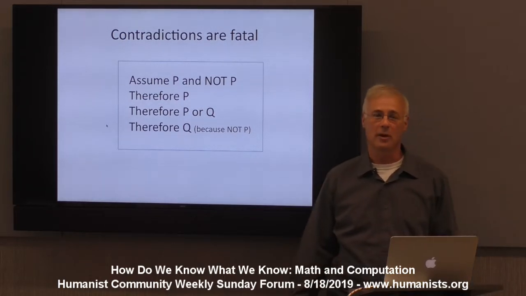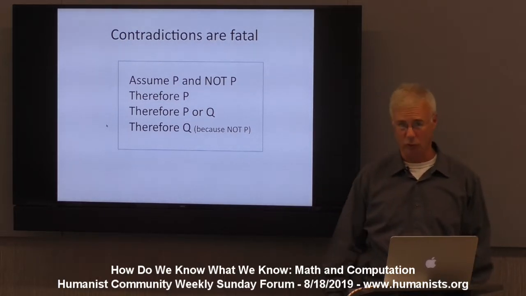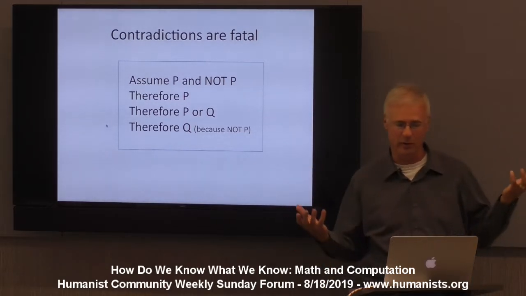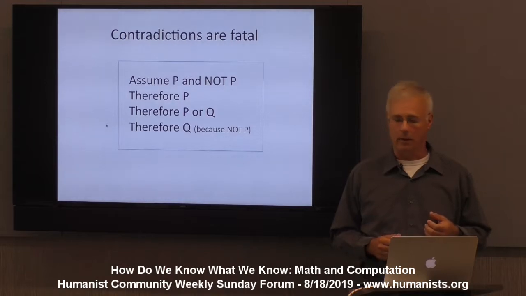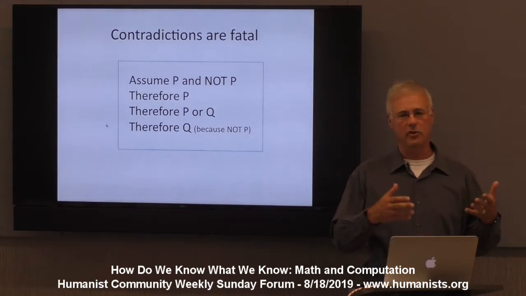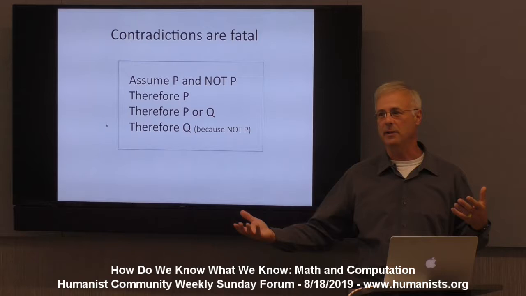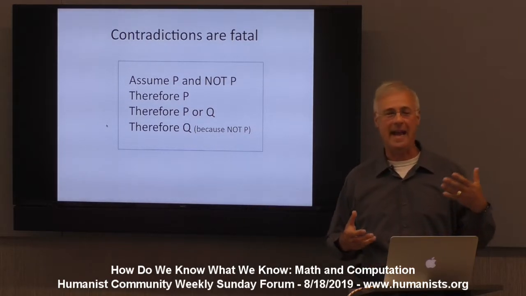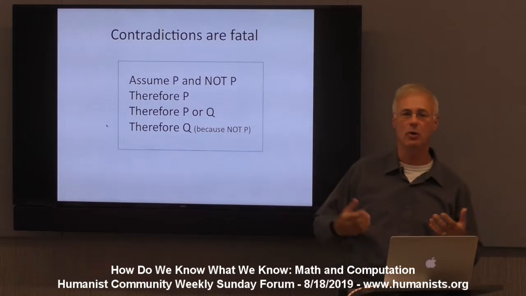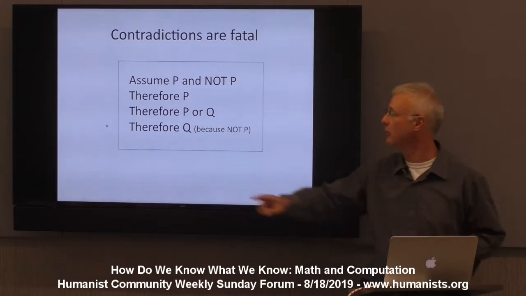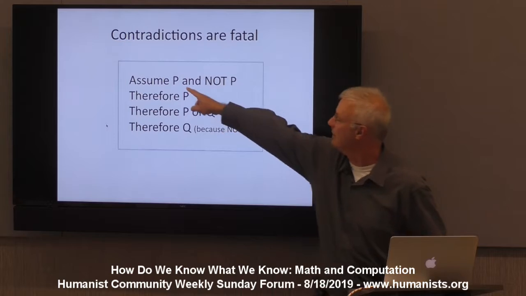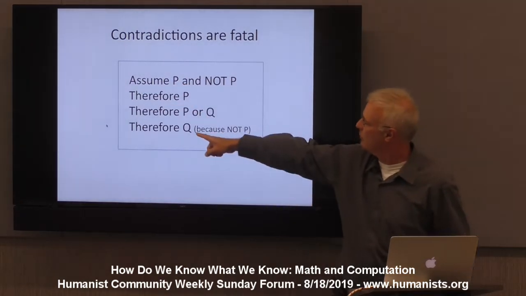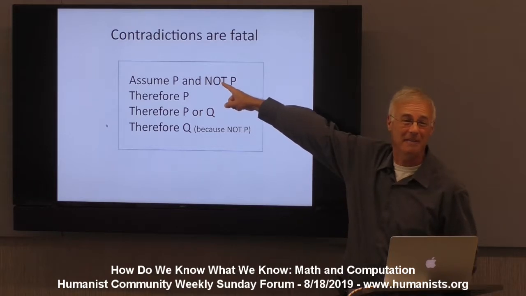If they're both true, then the proposition P itself is true by itself, because if two statements are true, then each one is true individually. Therefore, the proposition P or Q must be true, because a disjunction is true if any one of its components is true, and we know that one of the components of P or Q is true, namely P. And therefore, Q must be true because not P is true. Right?